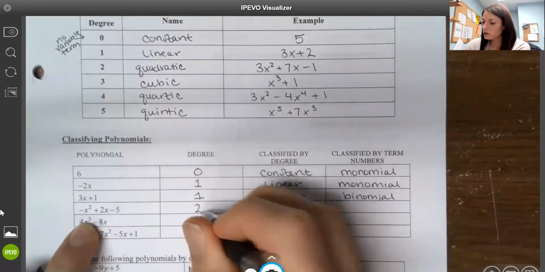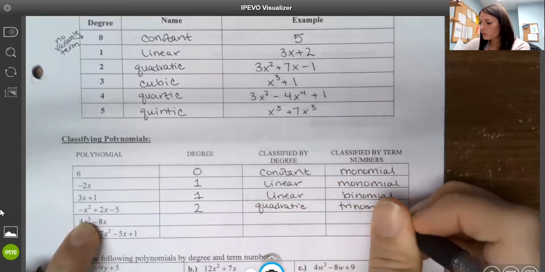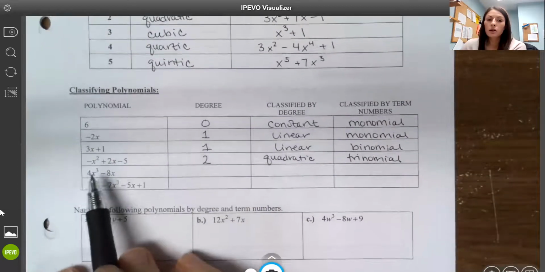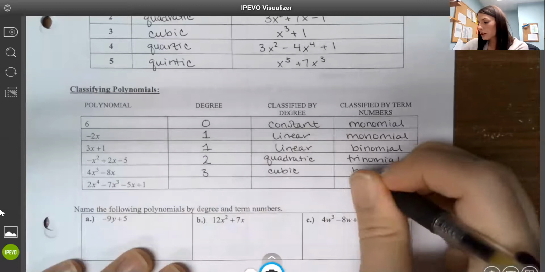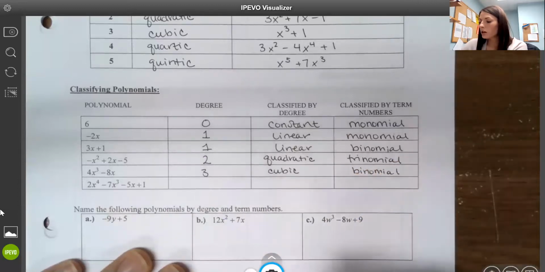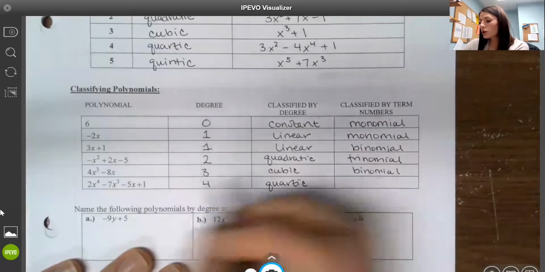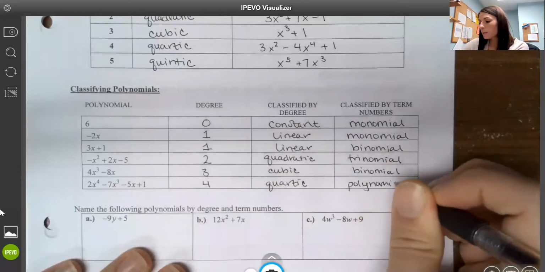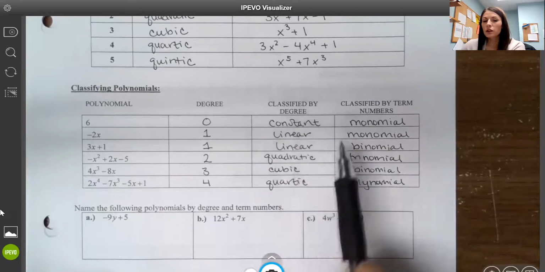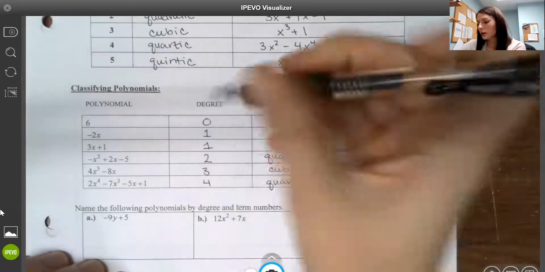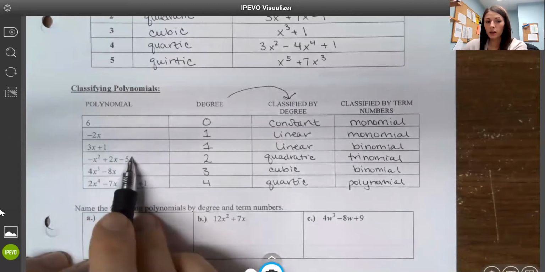Next example, largest exponent is a 2, which means it's a quadratic. And I have 3 terms, trinomial. Largest exponent is a 3. It's a cubic. I have 2 terms. That's a binomial. My largest exponent is a 4. That's a quartic. And I have 4 terms, so we'll just call that a polynomial. Okay, so labeling both using the degree and the number of terms. Each one of these polynomials I'm using 2 words to describe: cubic, binomial, quadratic, trinomial.